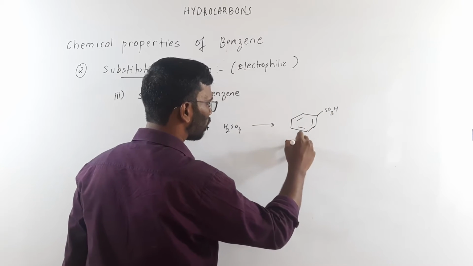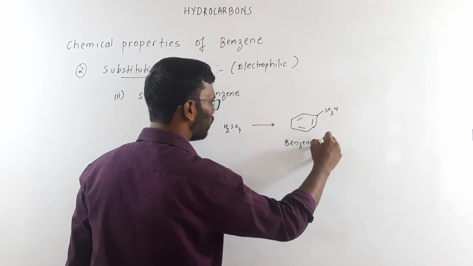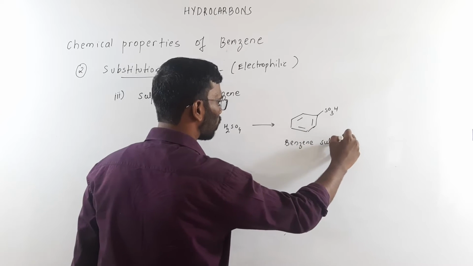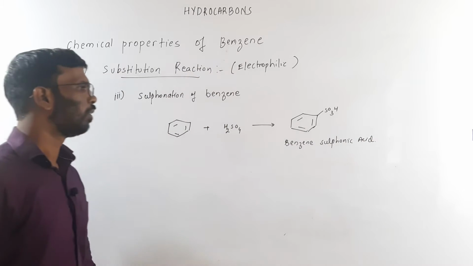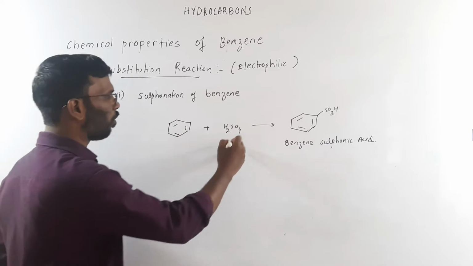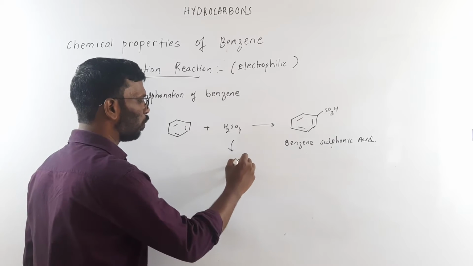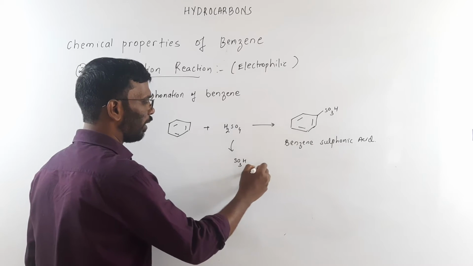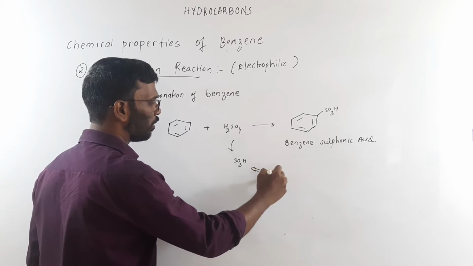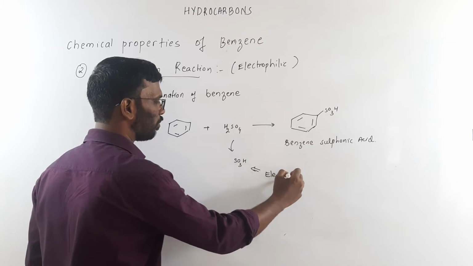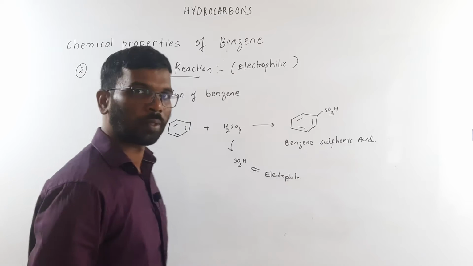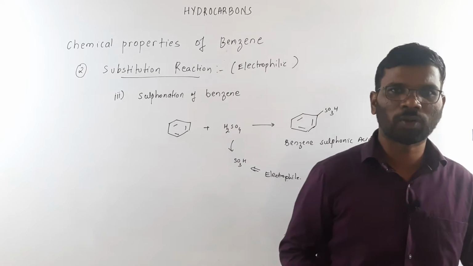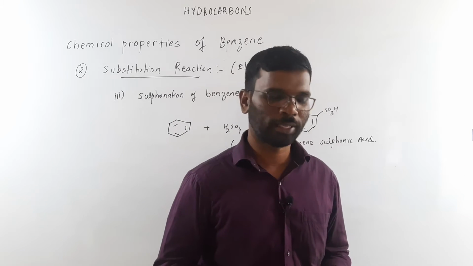This is benzene sulfonic acid. The electrophile which is generated from this is a SO3H. This is an electrophile which is generated from this. Next, we will move to more electrophilic substitution reaction.